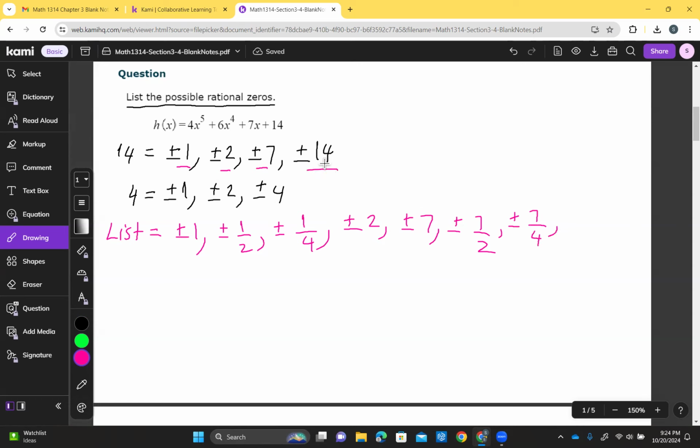Next number is 14. 14 divided by 1 is 14. 14 divided by 2 is 7, but it's already in the list, so I don't need to repeat it. 14 divided by 4 is the same fraction as 7 over 2, so I don't need to duplicate it. So all of these numbers here are called the possible rational zeros for this polynomial function.